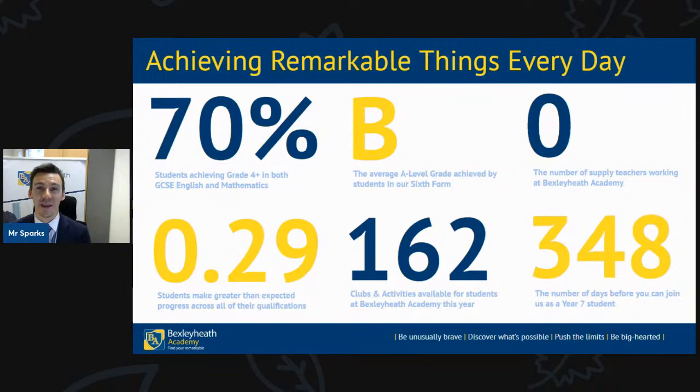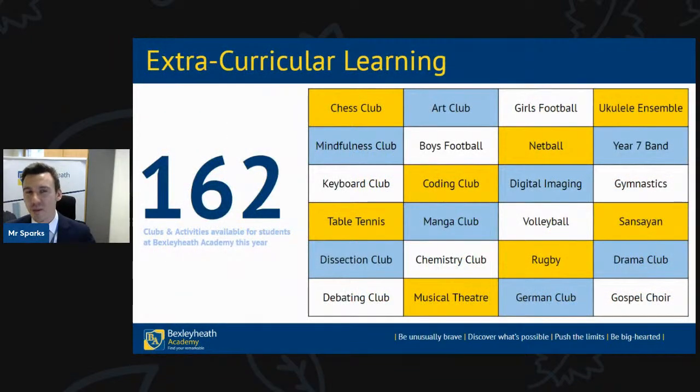So those are some numbers I wanted to share with you, and I'll come back to some further statistics later on. So I want to talk to you about those clubs now, 162, and I just want to share with you some of the different clubs and activities that are taking place this term. And as I say, there are more coming next terms. And there is literally something for everyone, from chess club to art club, from a girls' football team to a boys' football team, from a mindfulness club. And there is even more than that's on this slide. I just couldn't fit them all on.